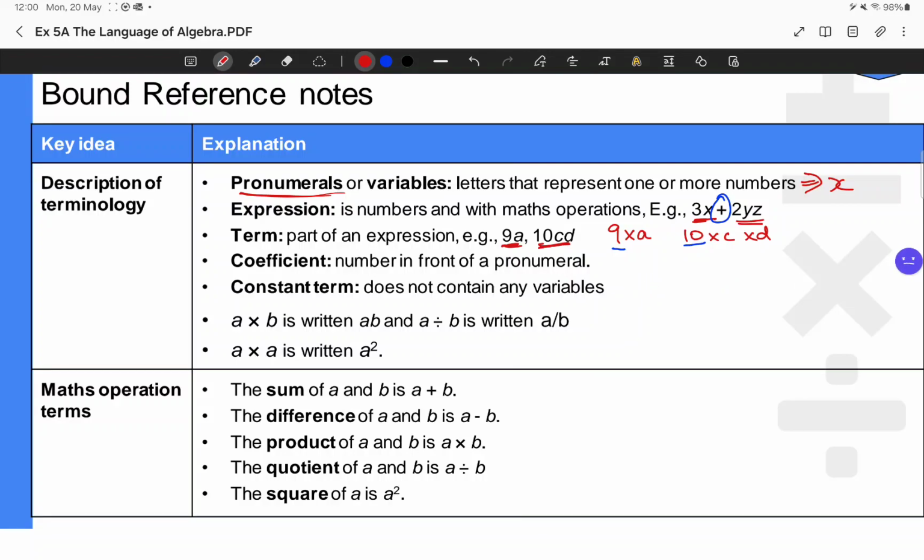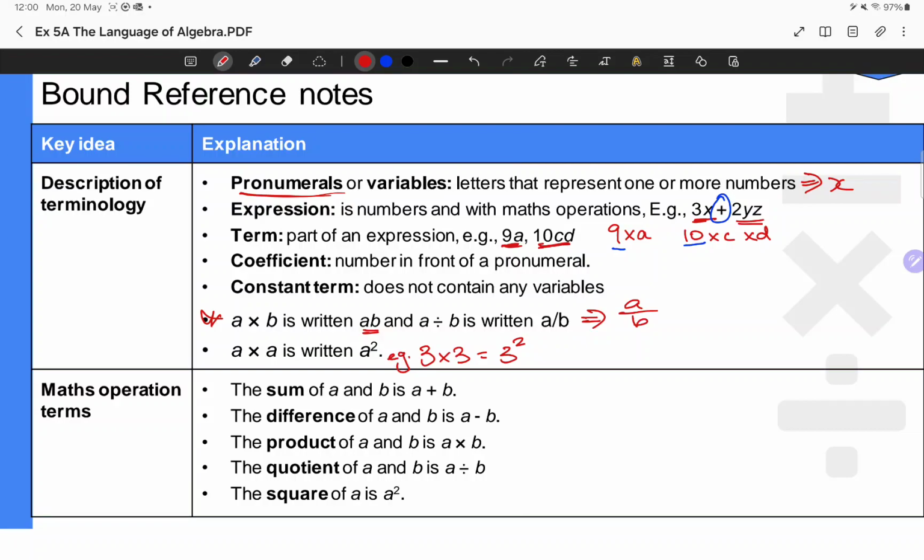Okay? The different conventions that you need to know are that a times b is written as ab. A divided by b is written as a over b. Okay, that's how you're going to be seeing it. And then lastly, a times a is going to be a squared. Because we did this in chapter 1, we said that 3 times 3 is the same as saying 3 squared. Okay, that's the example.